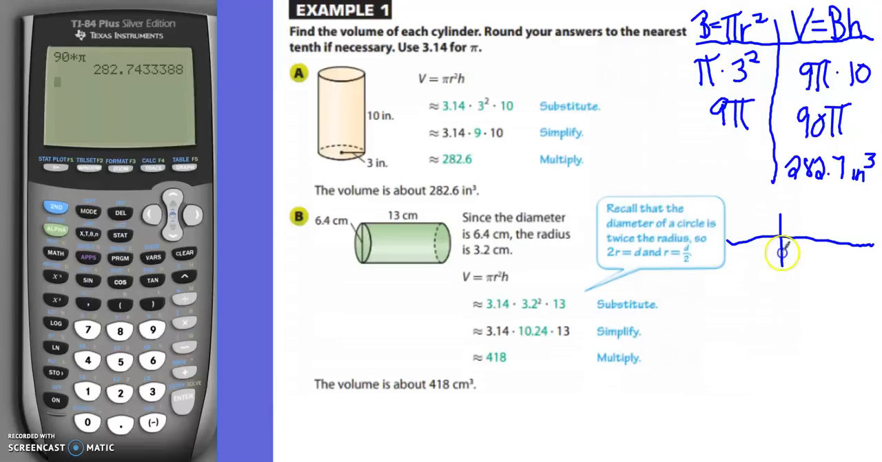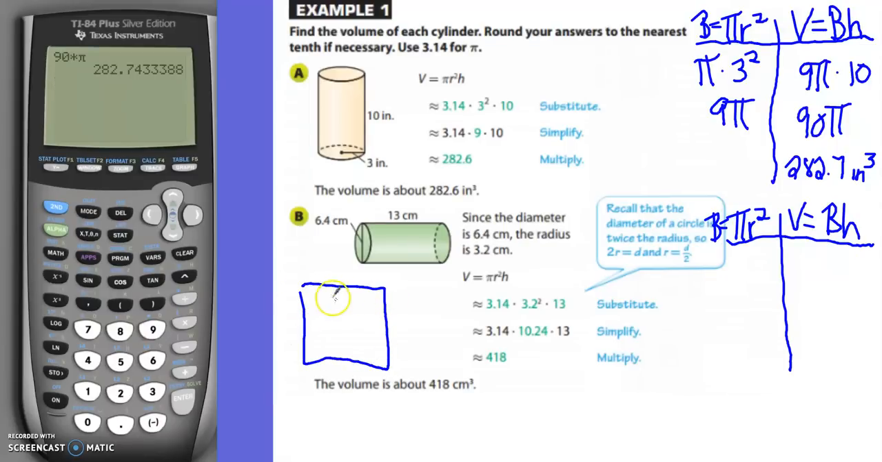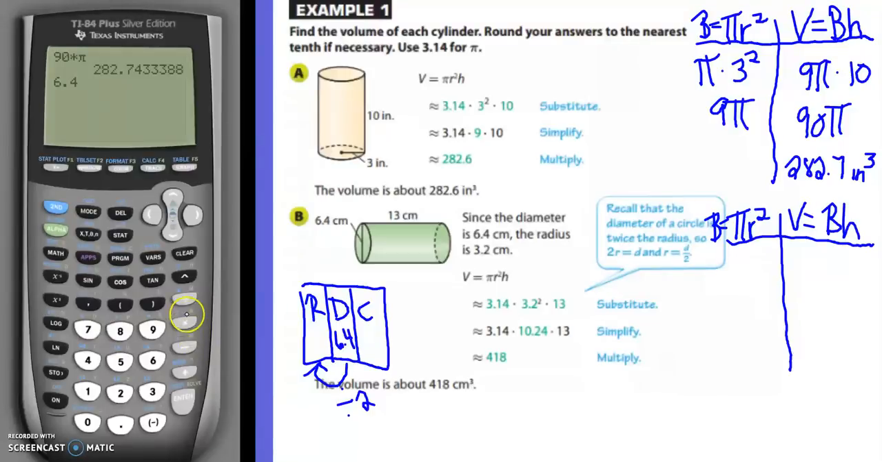So we're going to say area of the base is big B, pi r squared. Volume is big B, area of the base, times height. Alright, so we have 6.4, which is the diameter. It goes all the way across. So remember, to go from diameter to radius, you have to divide by 2. So 6.4 divided by 2, I get 3.2.